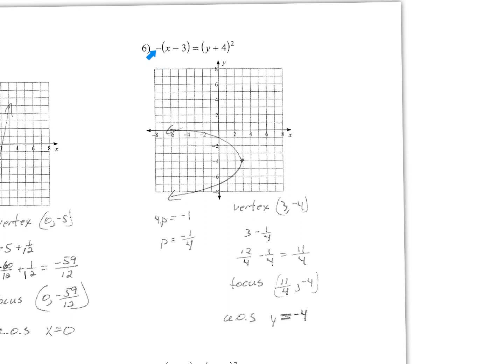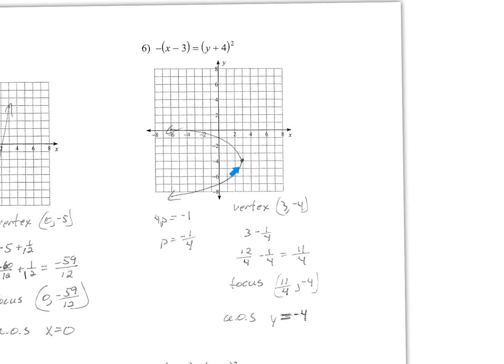The equation is negative x minus 3 equals y plus 4 squared. So the y variable is what's being squared. So this is a horizontal parabola. All right. You'll notice the 4p over here is negative. That's why our parabola is opening to the left. Okay. We find our vertex at h, k. Minus h, that's going to be positive 3. Minus k is going to be negative 4. So the vertex is at 3, negative 4.